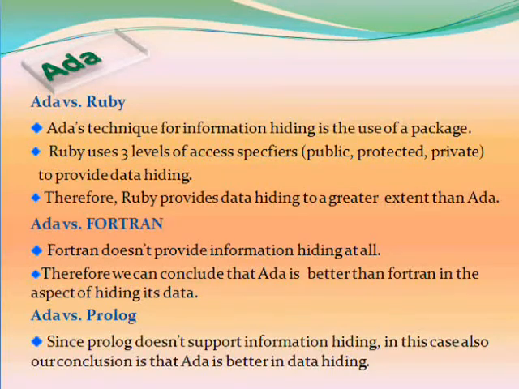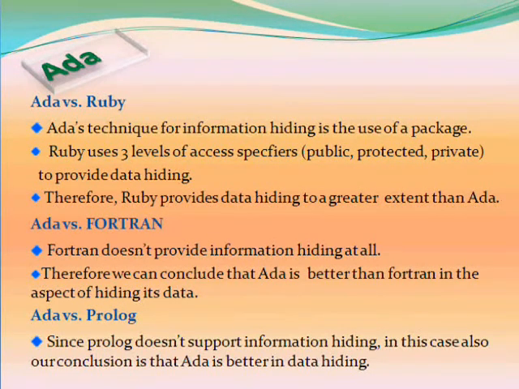When Ada is compared and contrasted to Ruby, we can see that Ruby provides data hiding to a larger extent than Ada. This conclusion was made since Ruby uses 3 levels of access specifiers to control the extent to which the data is visible. When it comes to Ada versus Fortran, Ada is richer in the techniques and tools that support data hiding. This conclusion was made since Fortran provides no data hiding.